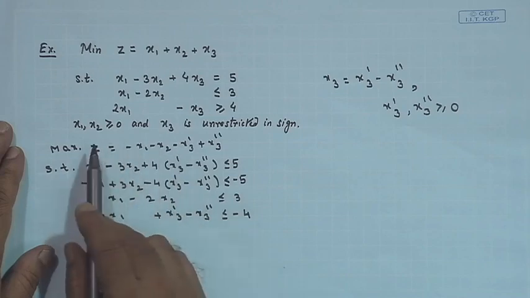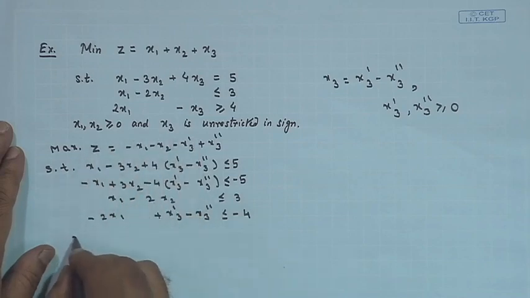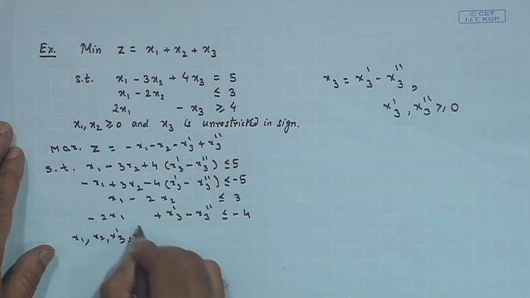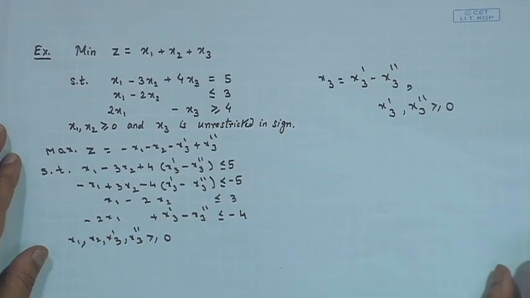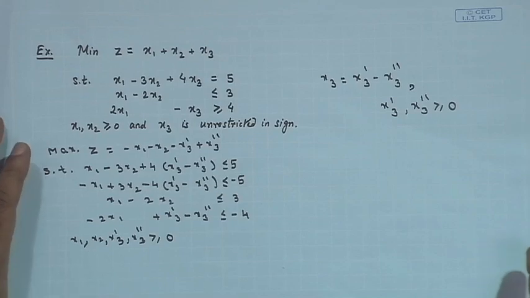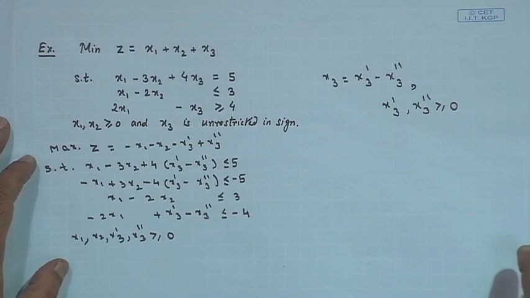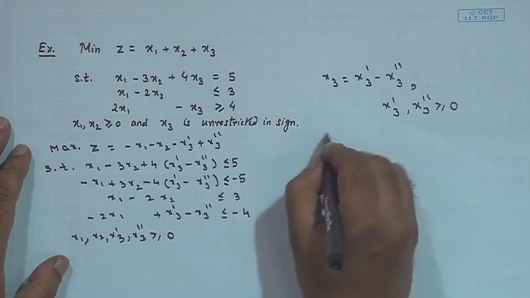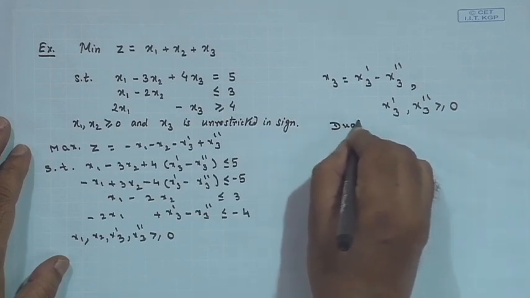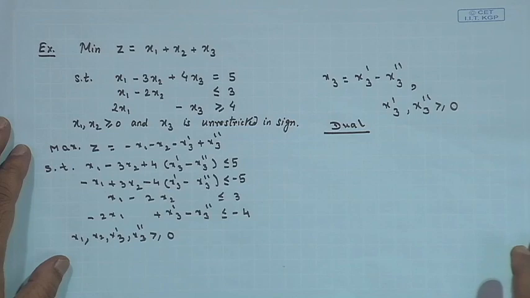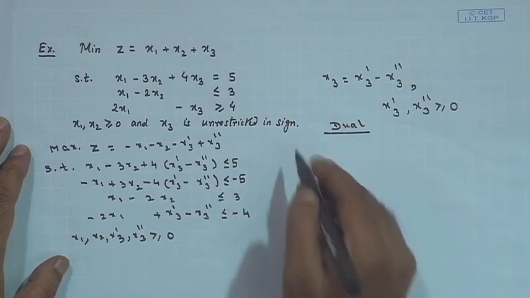And of course, x1, x2, x3 dash, x3 double dash are greater than or equal to 0. So, this is the problem in the canonical form. Now, once I have converted it into the canonical form, I can write down the corresponding dual problem. So, what will be the dual of this? In the dual there will be how many variables? Since I have 4 constraints, there will be 4 variables.